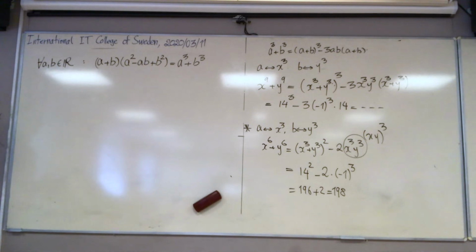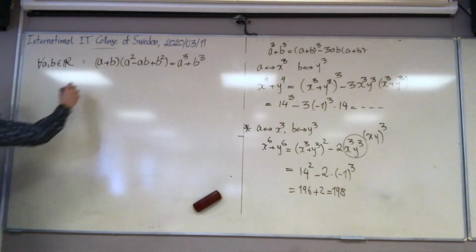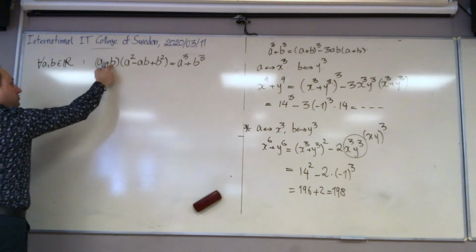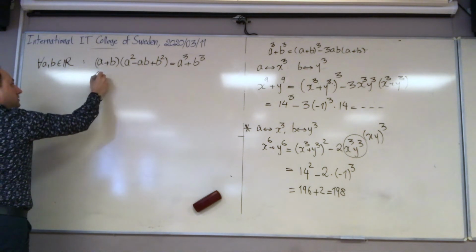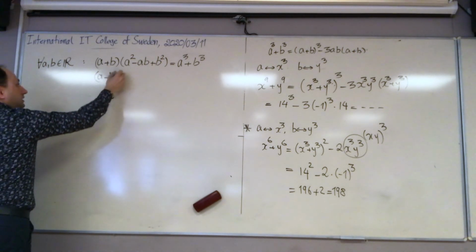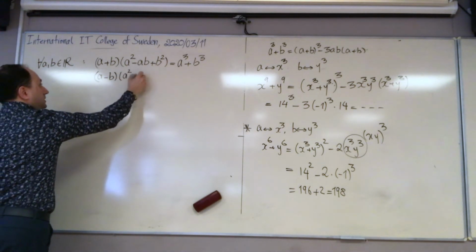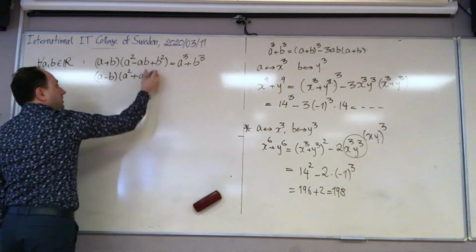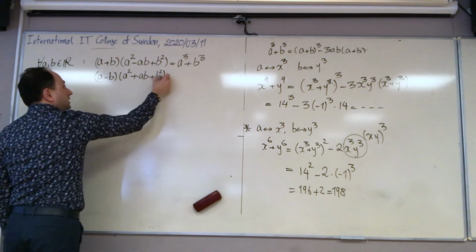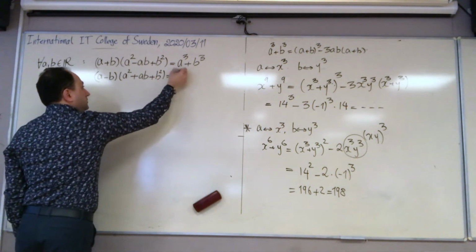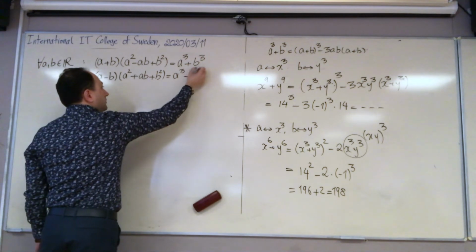Okay? And usually, let me write it in pairs. Let me switch B with minus B. So it's A minus B. Then this will not be affected. This becomes positive AB. This becomes again positive B squared. But on the right hand side it becomes A to the 3 minus B to the 3.